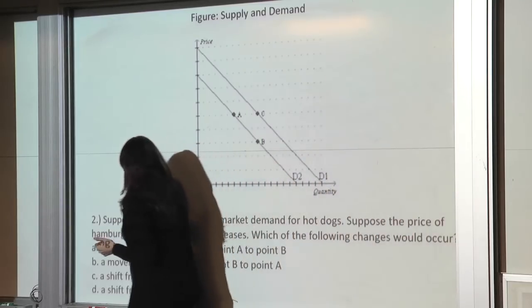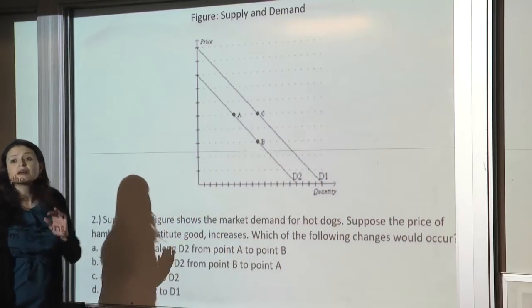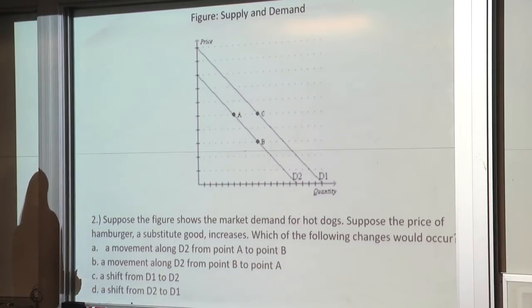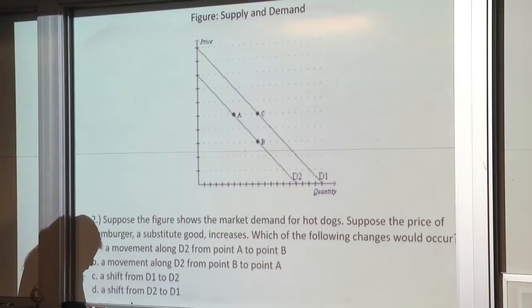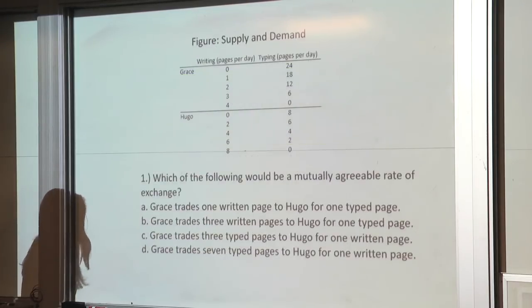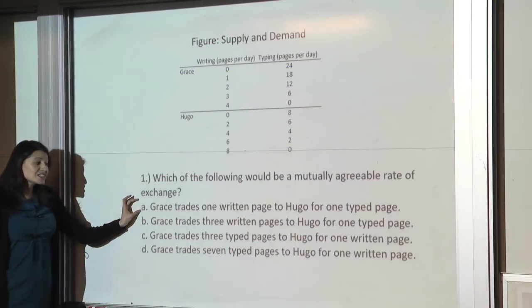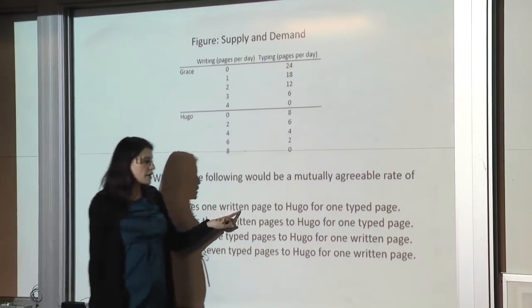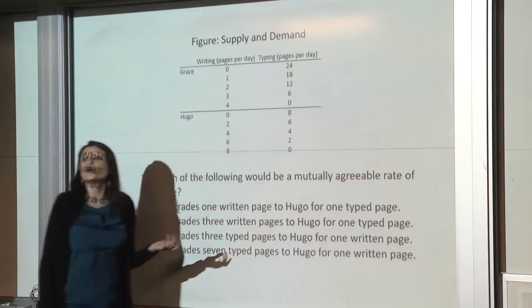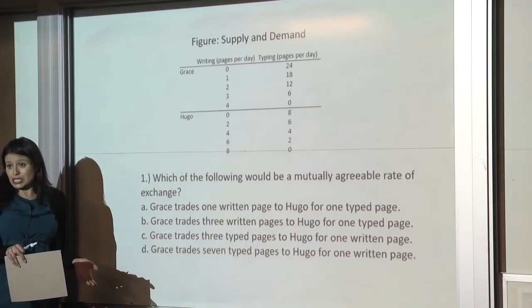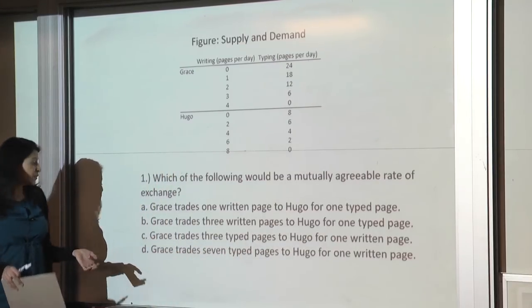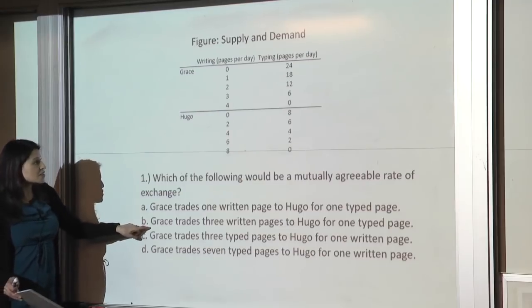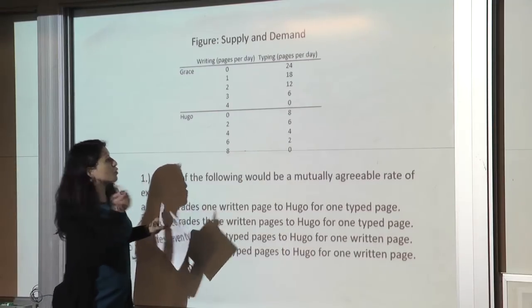Yes? Yes, I don't know why question number 1 is C in this case. Question number 1 is C? Okay, because A is not the case, because if they trade 1 to 1, it is the same for Hugo to just produce that by himself, right?